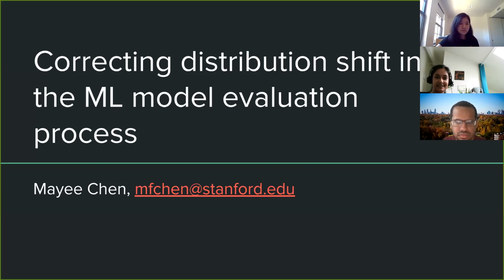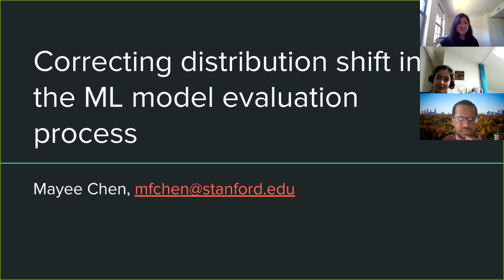Mayee is currently a CS PhD candidate at Stanford, advised by Chris Ré. Her current research interests include how to evaluate sources of supervision, such as weakly supervised, semi-supervised, and self-supervised platforms throughout the ML pipeline, particularly through information theoretic and geometric lenses. So thanks so much, Mayee, for joining us today.